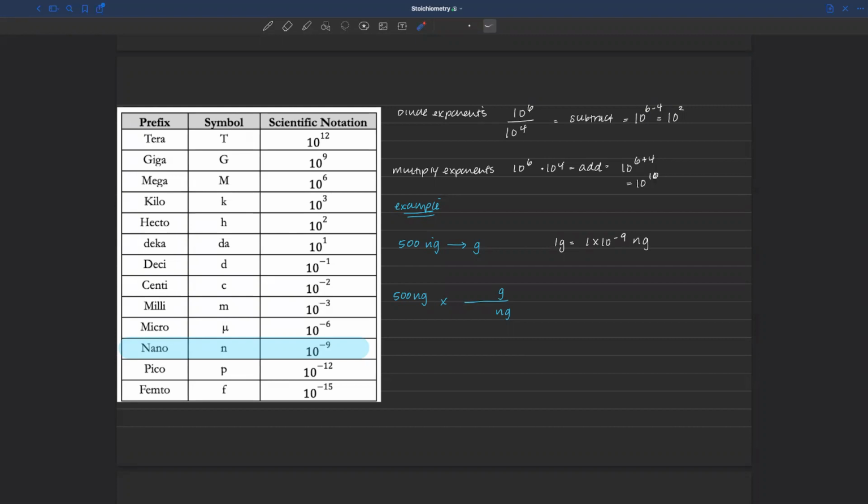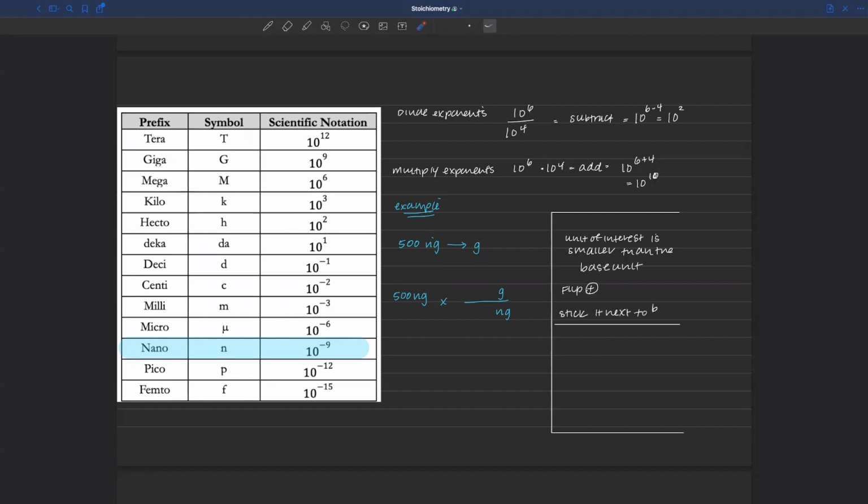So oftentimes when I teach this to students, they get a little confused. So I have a little bit of a shortcut that I'd like to kind of show you all. And I think this is beneficial for you to use at the very beginning. So the shortcut is as follows. If the unit of interest is smaller than the base unit, flip to a positive number and stick it next to the base unit.